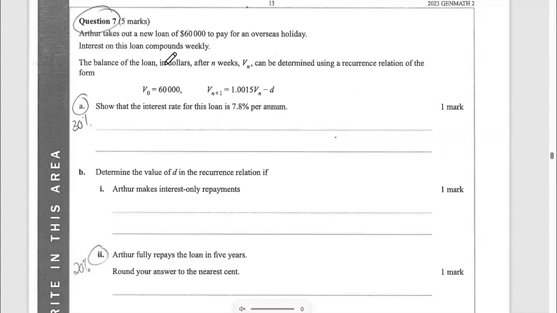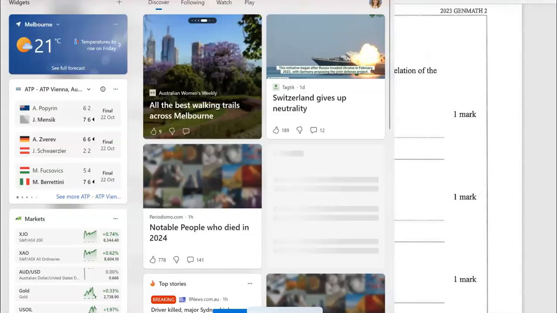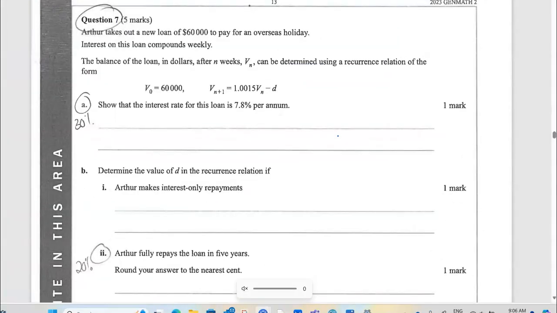Arthur takes out a new loan of $60,000 to pay for an overseas holiday. Interest on the loan is compounded weekly. Compound weekly means PPY is 52, so just need to be careful with that. The balance of the loan in dollars after n weeks can be determined by the recurrence relation here. It's saying to show that the interest rate is 7.8%.